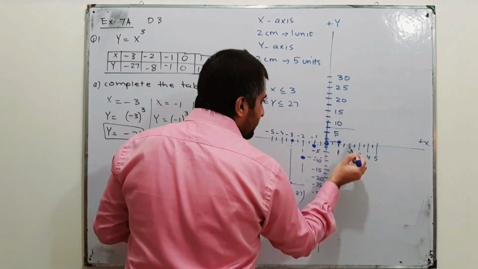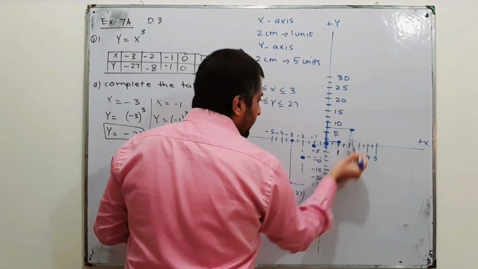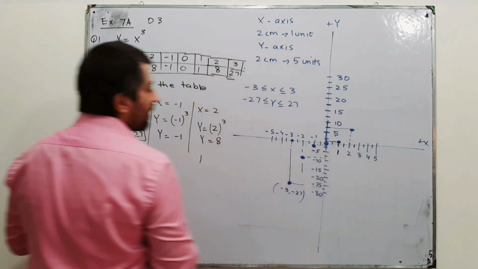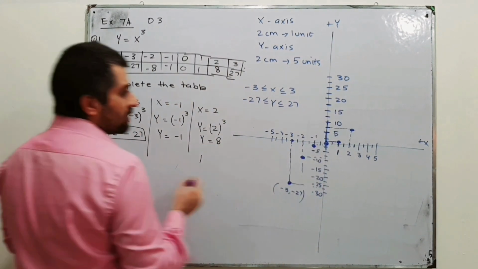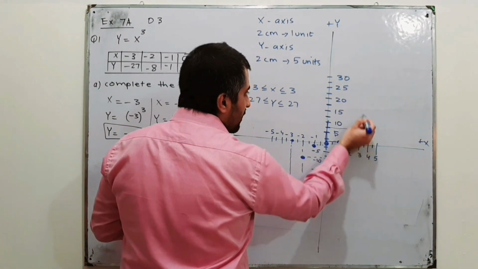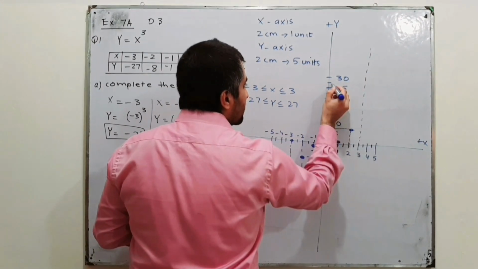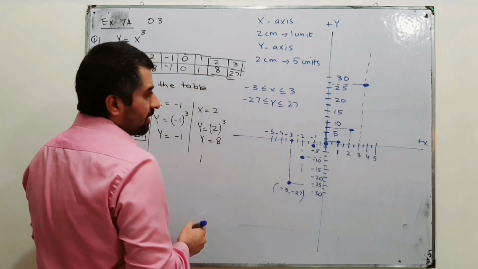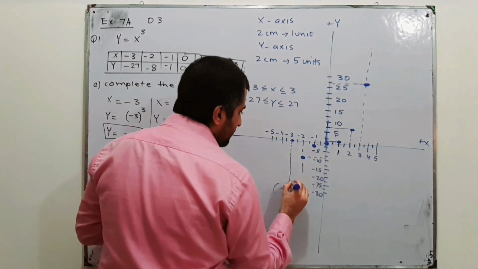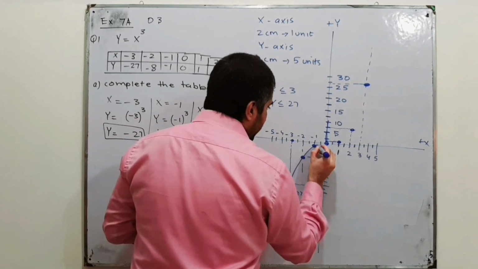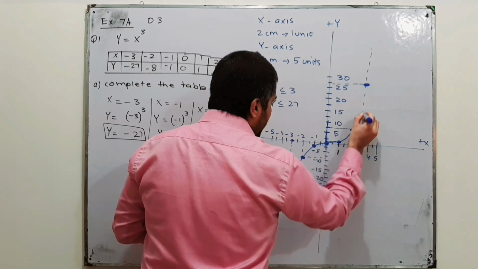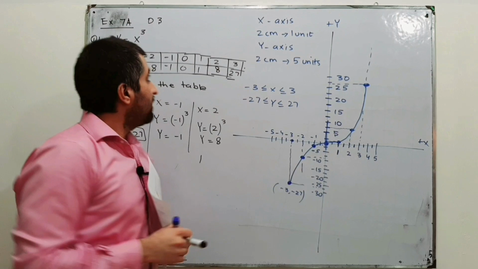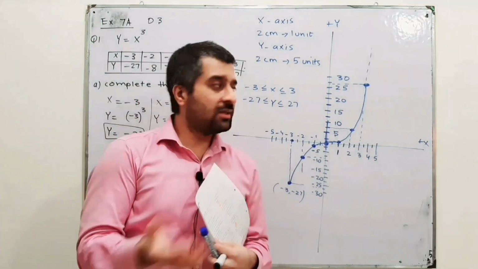This is x 2, y 8. This is 5, this is 10, this is 8. Then we have x 3, y 27. Okay, got it. That's my graph. Now join it like this. Okay, I got my graph for y is equal to x cube.